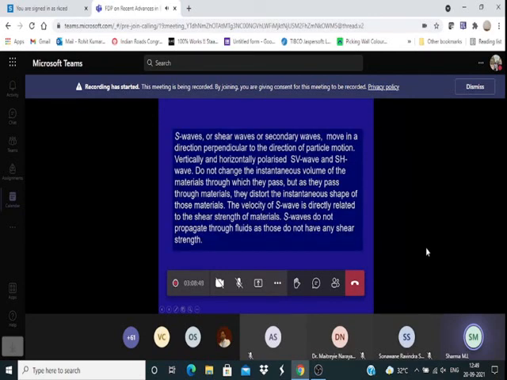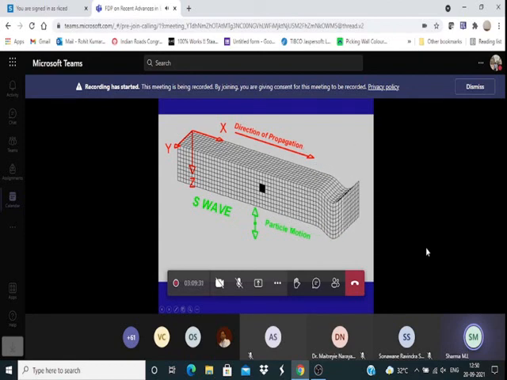The other waves are the S waves, the shear waves, the secondary waves, which move in a direction perpendicular to the direction of the particle motion. They do not change the instantaneous volume of the material through which they pass, but as they pass through the material, they distort its instantaneous shape. The geotechnical persons understand it very well: what is the importance of the shape change of the material. They propagate like this, either in the vertical direction or in the horizontal direction. So this is how the waves are moving.